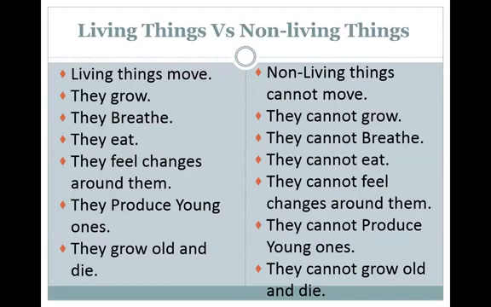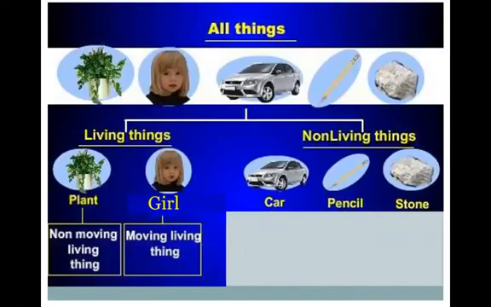Living things produce young ones. Non-living things cannot produce young ones. Living things grow old and die. Non-living things cannot grow old and die.